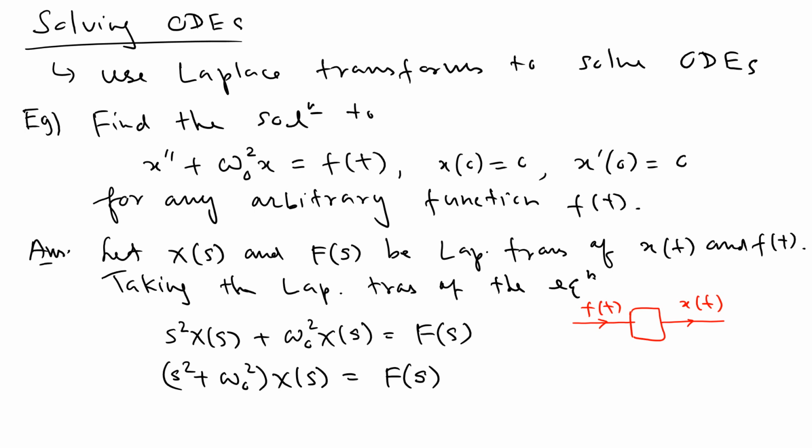Now you can simply solve for X(s). Okay, so let's do that. X(s) is F(s) divided by that. So that means X(s) is simply F(s) divided by s squared plus omega naught squared. And you can see that this is a product of two Laplace transforms.